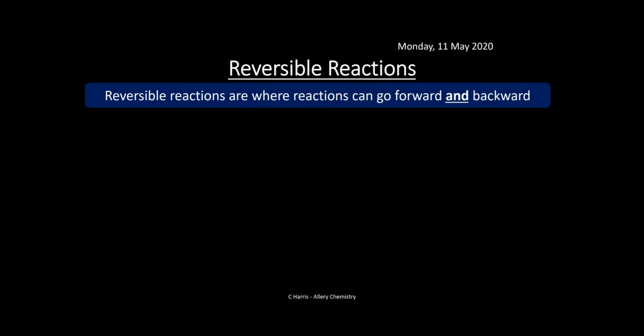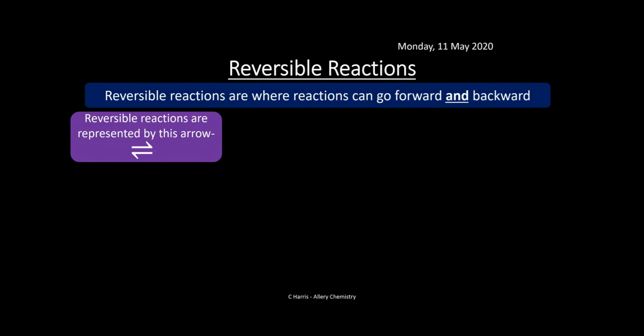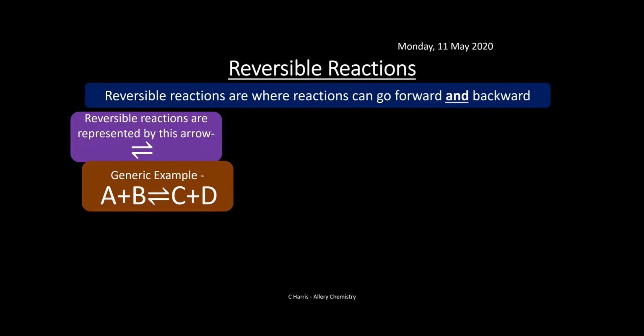So let's start with reversible reactions. A reversible reaction is where a reaction can go forwards and backwards, and it has this arrow here, which you would have seen before. It's the forward and reverse arrow, and it shows an equilibrium reaction. As a generic example, we've got A and B producing C and D.